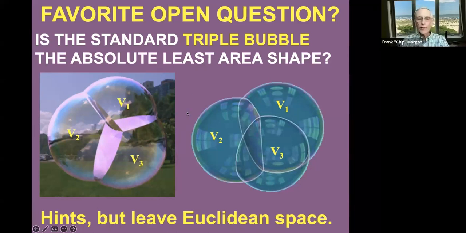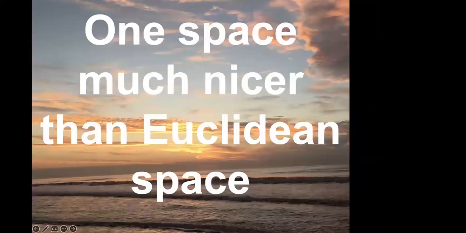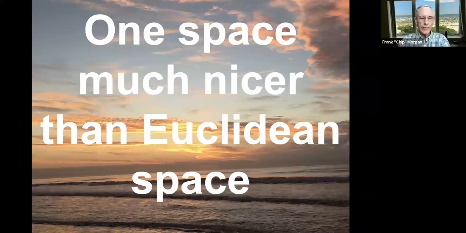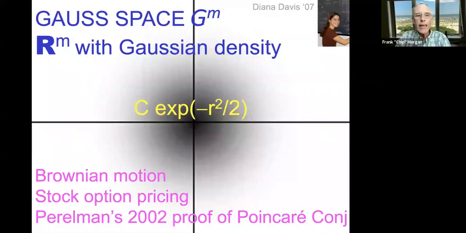And I don't know whether you know this, but there's one space which is much nicer than Euclidean space. And I'm not talking about the sphere. This is the nicest space, but you may not even have thought about it. And what it is is Euclidean space that has Gaussian density. So it's a space where the density falls off exponentially, a space where most of the mass is concentrated around the origin, and the space becomes very rarefied as you move away from the origin. And this space just has so many applications, including, by the way, Perelman's 2002 proof of the Poincare conjecture.